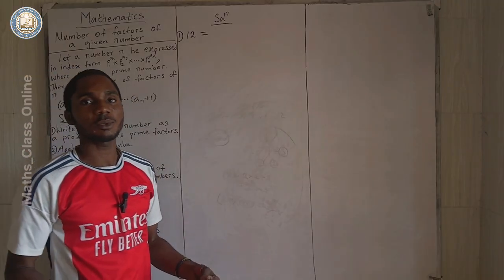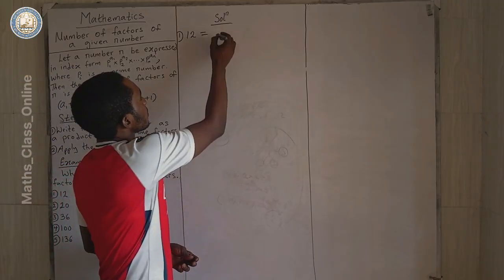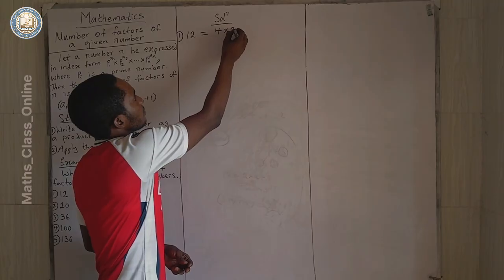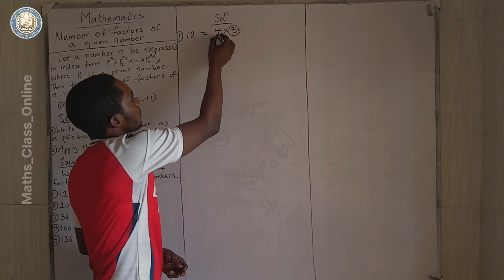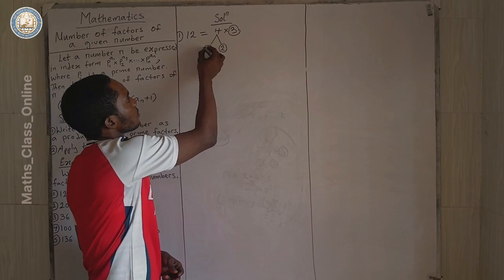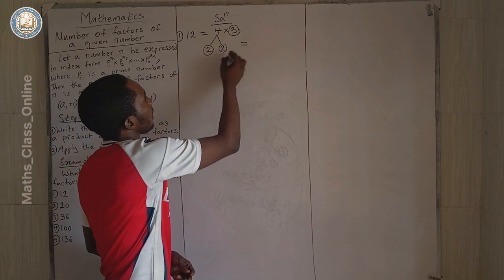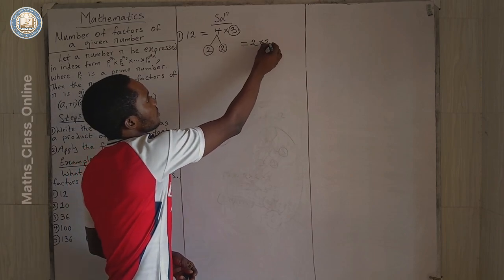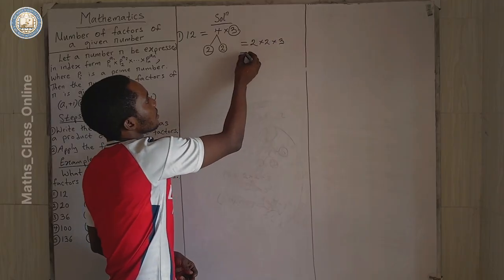Let's write 12 as the product of its prime factors. 4 times 3. Is 3 prime? Yes. Is 4 prime? No. 4 is 2 times 2, and 2 is prime. This means that we will have 2 times 2 times 3.